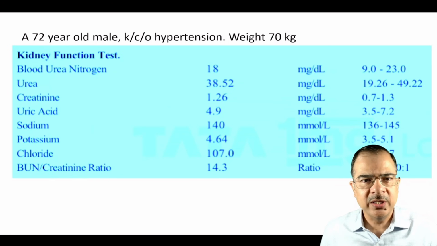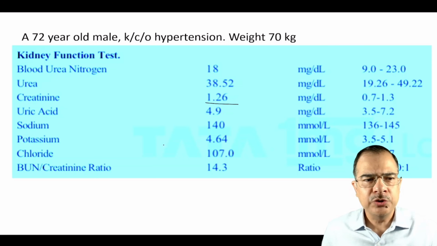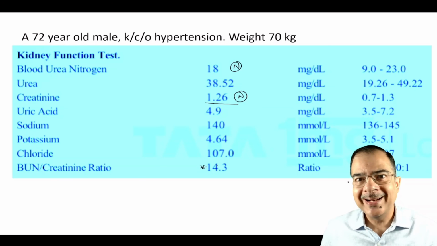Now the second case: a 72-year-old male, known case of hypertension, weight is 70 kg. These are the parameters which are given to you. Blood urea nitrogen is normal, urea is 38, and you can see creatinine is almost normal, 1.26. The blood urea nitrogen creatinine ratio is 14.3. So when these parameters are normal, if the ratio is between 10 and 20, then it will be considered normal.